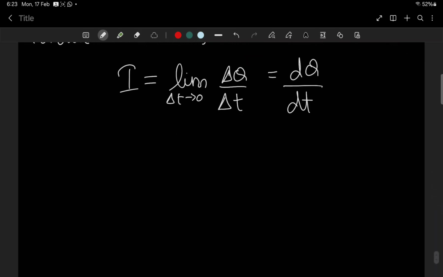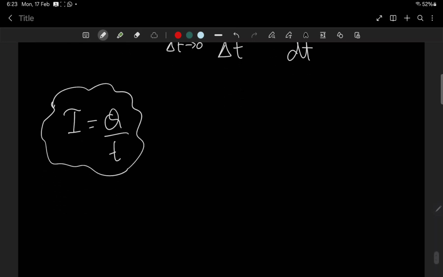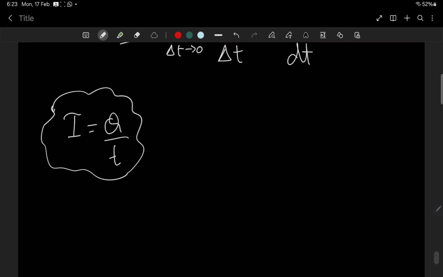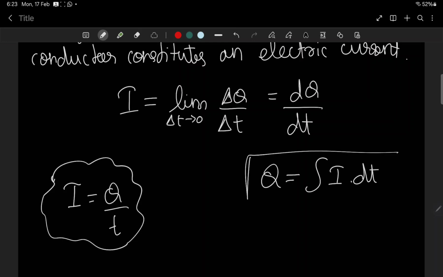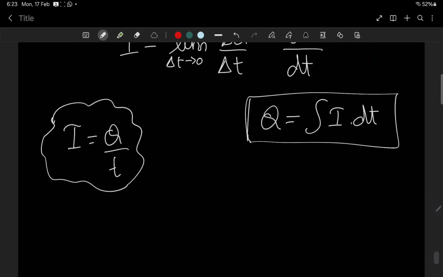If the current is constant, that is, it is a steady current, then we can write I is equal to q by t. Now we can also write q as the integral of I dt. This is important, this can be asked. So these are some equations.